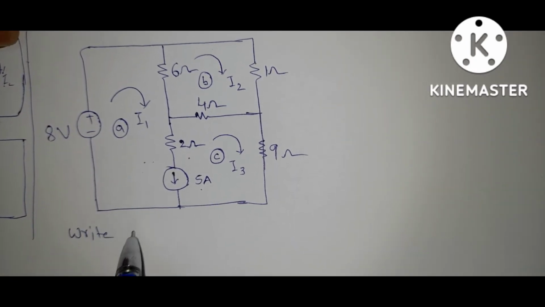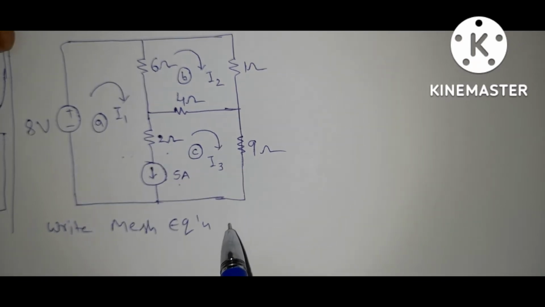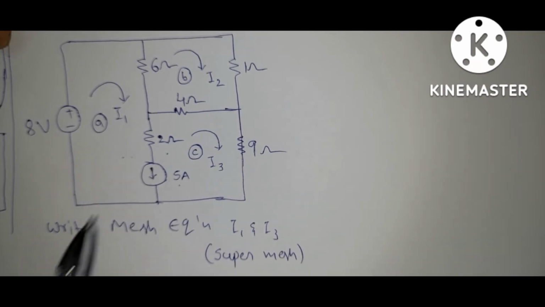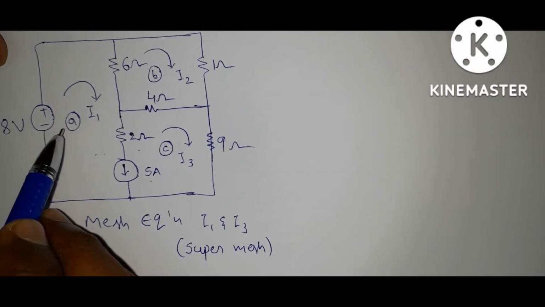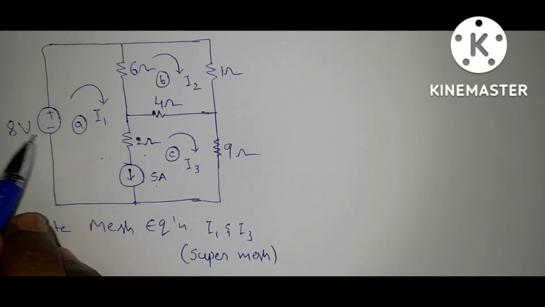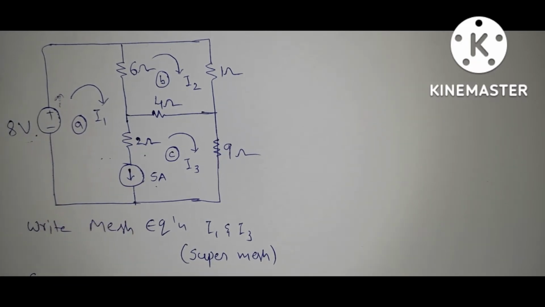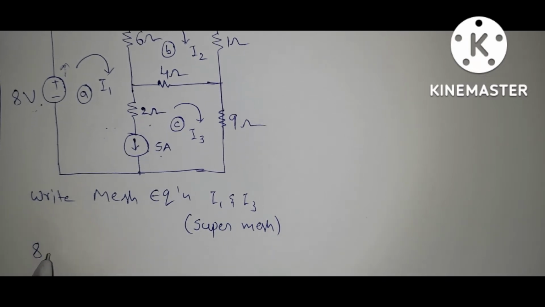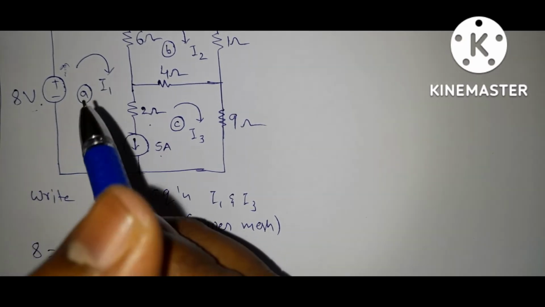Write the mesh equations for I1 and I3, because this is a supermesh technique. Now for this loop, what are the sources here? Forget about the current source, only consider the voltage source. So here it is an 8 volt source. The current is leaving the positive terminal of the 8 volt source. So 8 plus 8 plus 8. All sources are completed, is equal to, what are the passive elements?